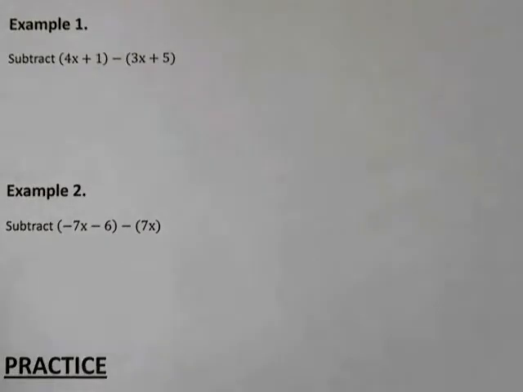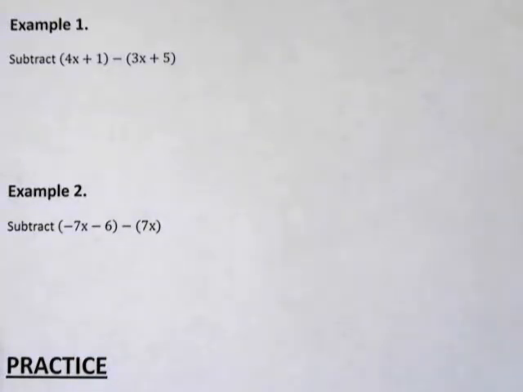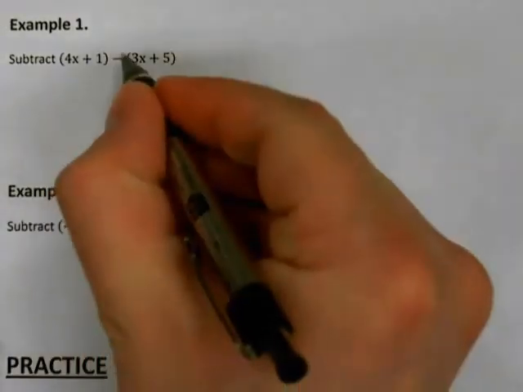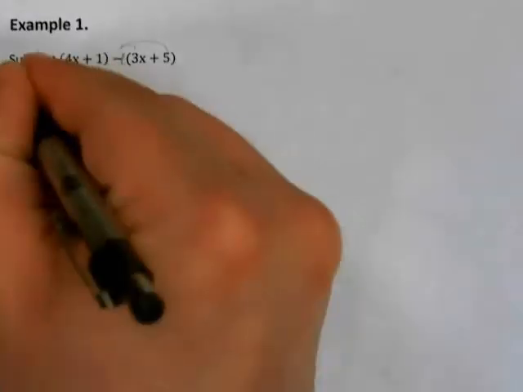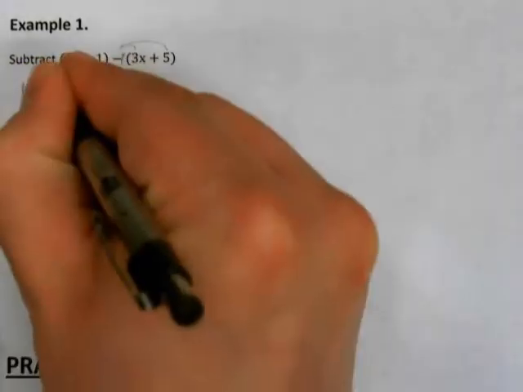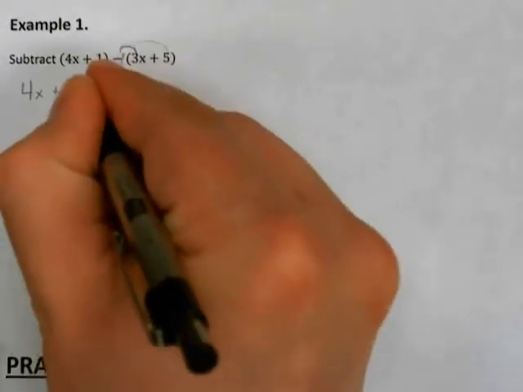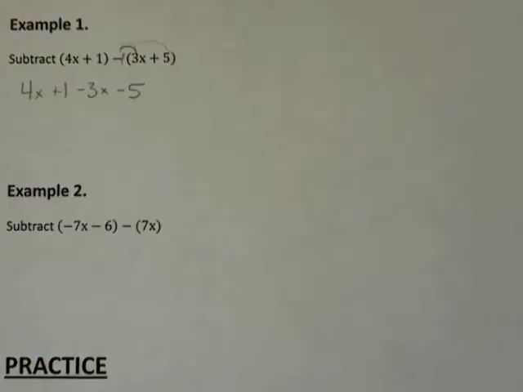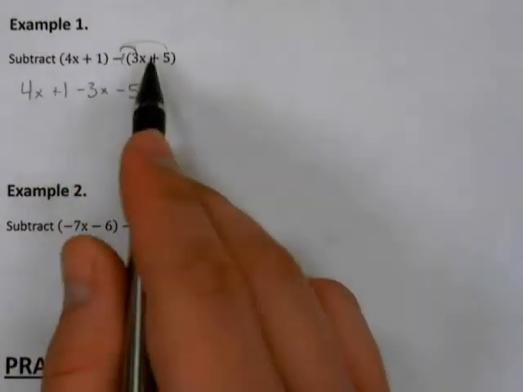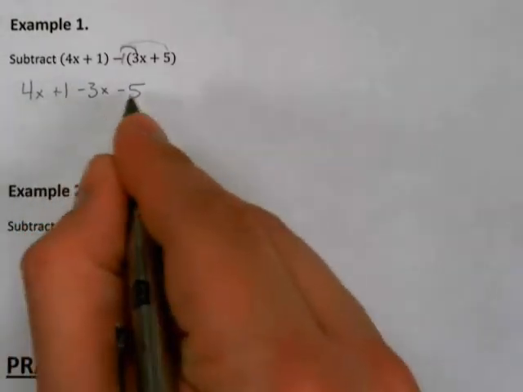So example 1 says subtract 4x plus 1 minus 3x plus 5. And the first thing I like to do is call this kind of like a negative one here and distribute that negative through the expression. So I'm going to rewrite this as 4x plus 1, and then distribute that negative, so that negative goes minus 3x minus 5. Pretty much what I did is I got rid of the parentheses by distributing that negative throughout the expression. Now we're left with 4x plus 1 minus 3x minus 5.